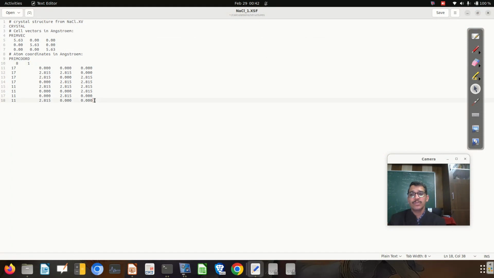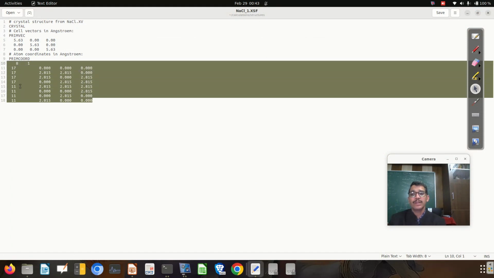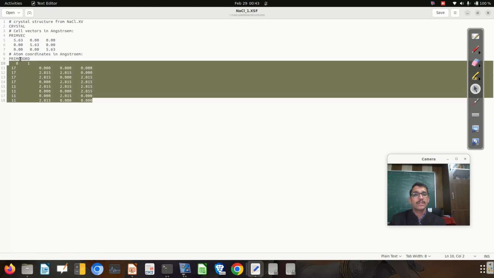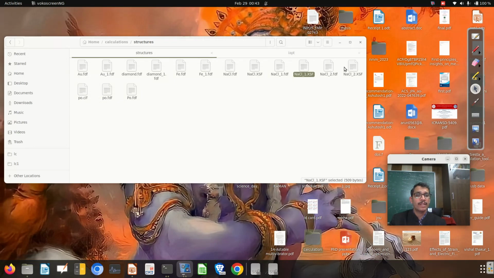XSF file. So this is the layout of the XSF file, and this 17 and 11 correspond to the atomic numbers. 17 corresponds to the atomic number of chlorine, and 11 corresponds to the atomic number of sodium, right? So here these are not fractional coordinates, but these are the actual coordinates. Similarly, we can have a look at another file also.